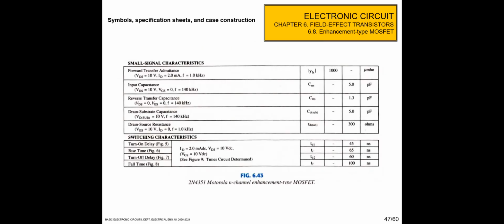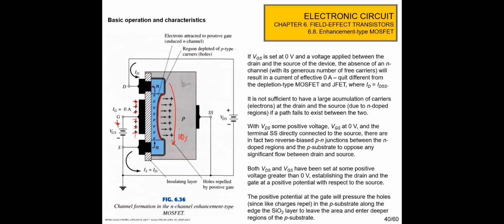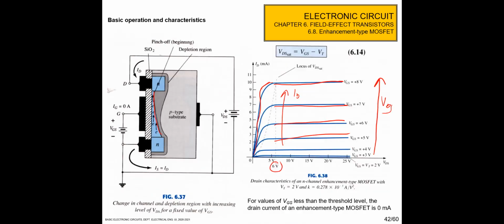Okay, so this is the specification, and this is the N channel and P channel. You can see the differences between the enhancement type and depletion type symbol here. This is the dash line for enhancement type, but for depletion type, the symbol is not dashed. It's like a solid line like here. Okay, so these are the differences between the enhancement and depletion type MOSFET.